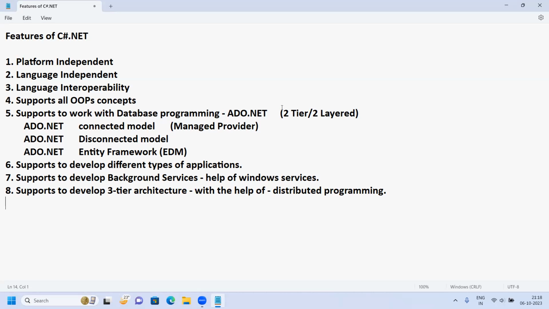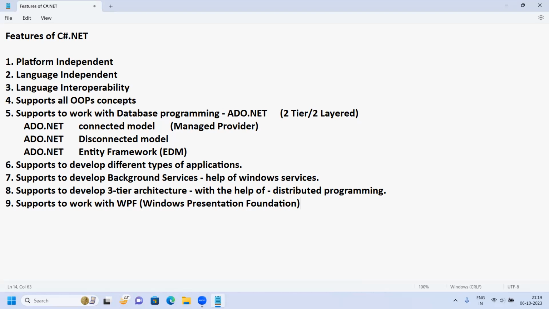Okay, and one more important point is that it supports working with WPF, Windows Presentation Foundation, which will be a little extension of Windows programming. GUI programming is what we are going to study. The extension to that will be what? WPF. It supports working with what? WPF, Windows Presentation Foundation.